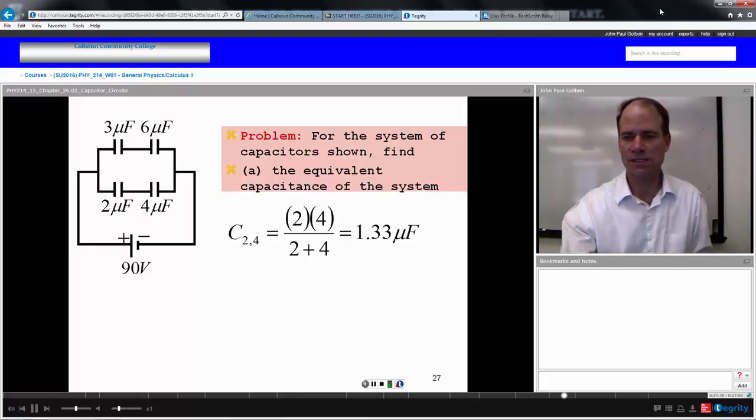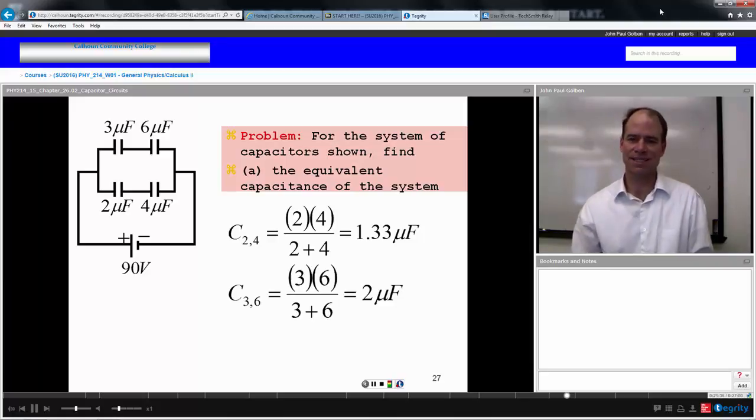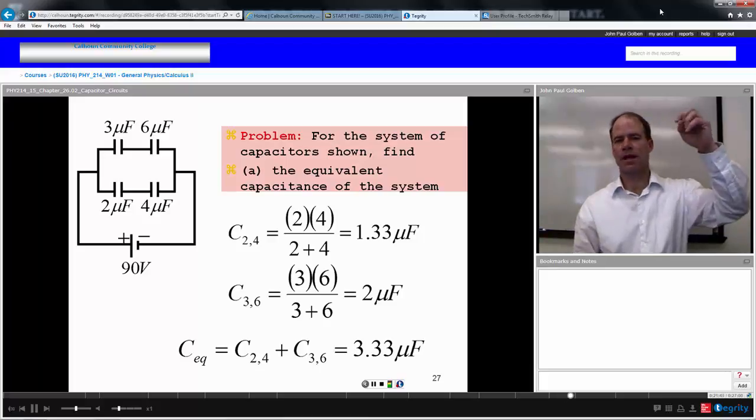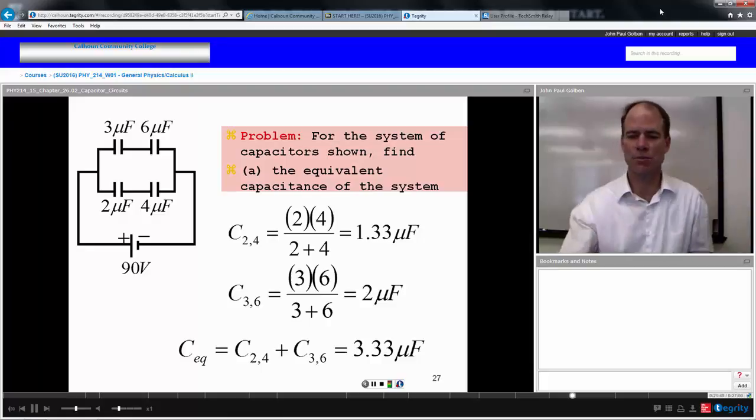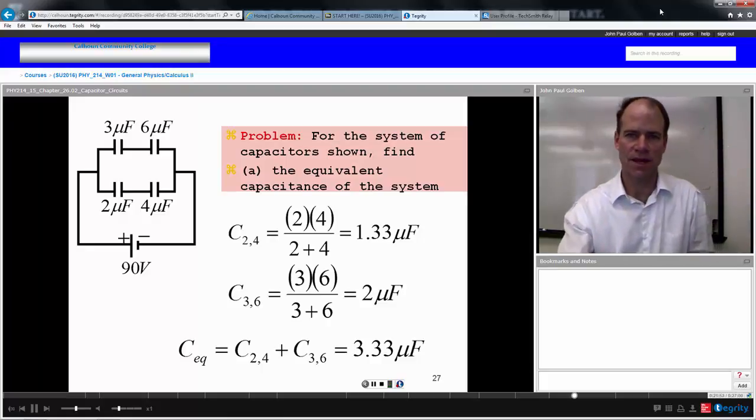8 divided by 6, or 1.33 microfarads. And for the 3 and 6, 3 times 6 over 3 plus 6, 18 divided by 9, or 2. And so as we replace those, then they would be in parallel. And now we have a 1.33 plus a 2, and that gives us 3.33 microfarads for the equivalent capacitance of that network.